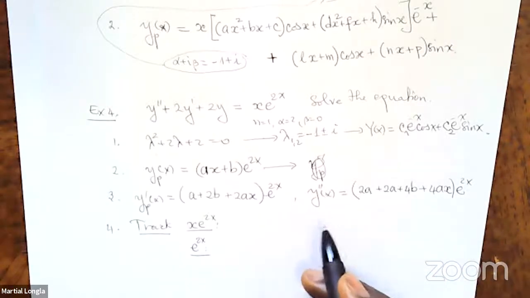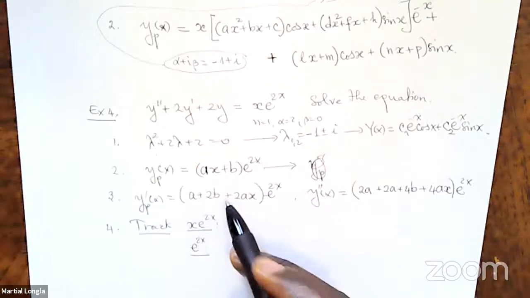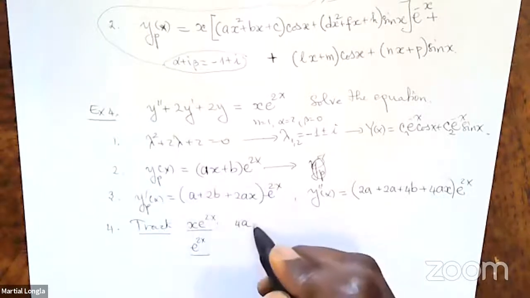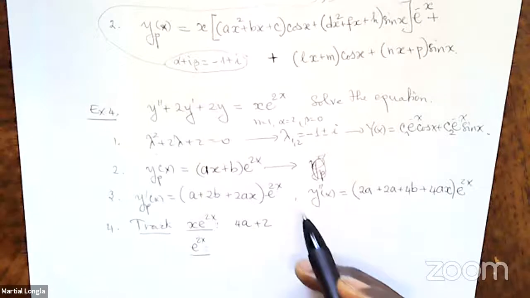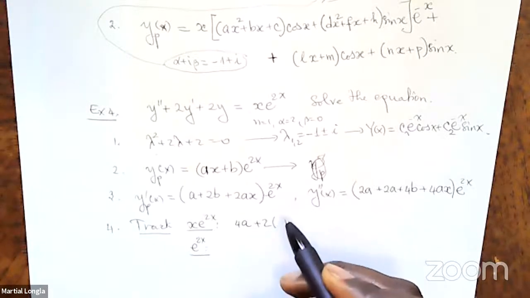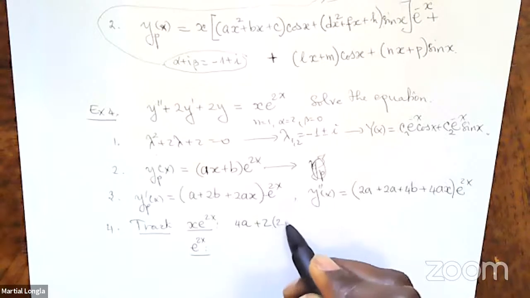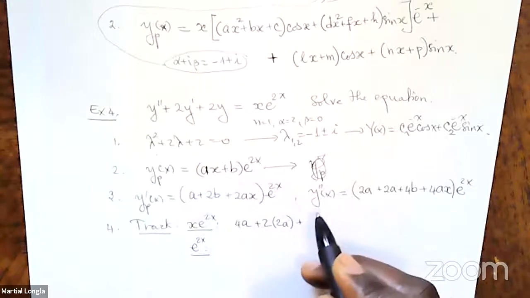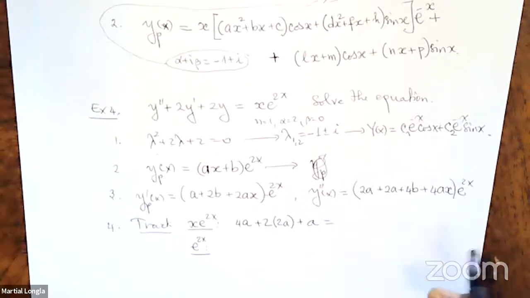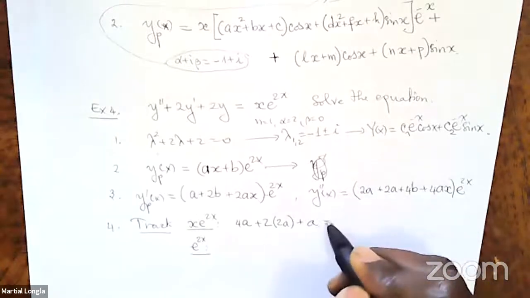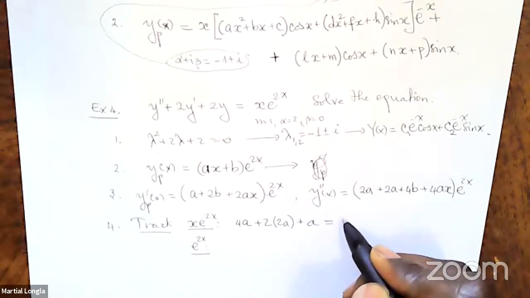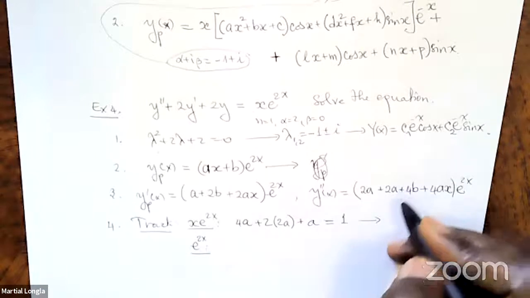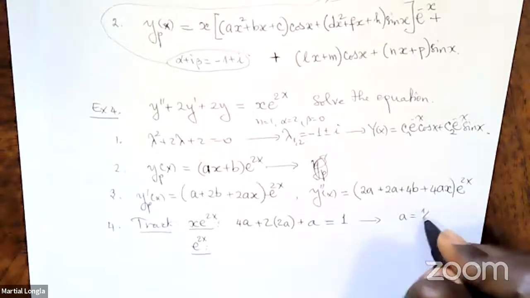So the first one, it would be 4a for the second derivative, and then 2a for the first derivative, and then the original function, it would be a. That's it. Equals x e to the 2x on the right. The coefficient is 1. So you sum 4 plus 4, 8 plus 1, 9. 9a equals 1. a is 1/9.